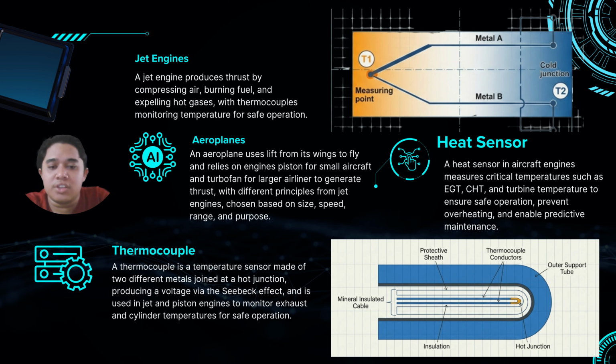A thermocouple is a temperature sensor made of two different metals joined at a junction, producing a voltage via the Seebeck effect, and it is used in jet and piston engines to monitor exhaust and cylinder temperature for safe operation. Then last is the heat sensor. A heat sensor in an aircraft engine measures critical temperatures such as EGT, CHT, and turbine temperature to ensure safe operation, prevent overheating, and enable predictive maintenance.